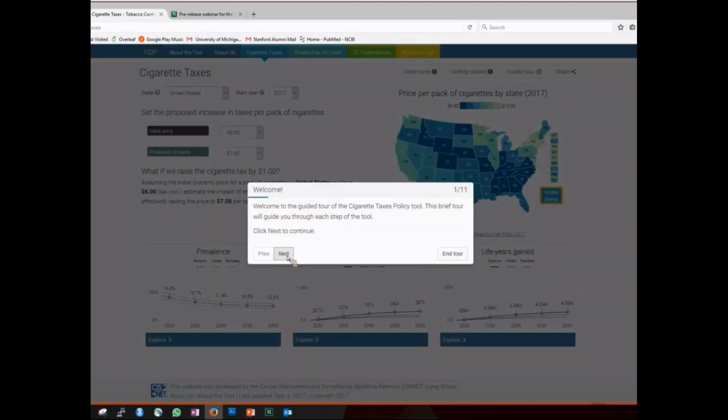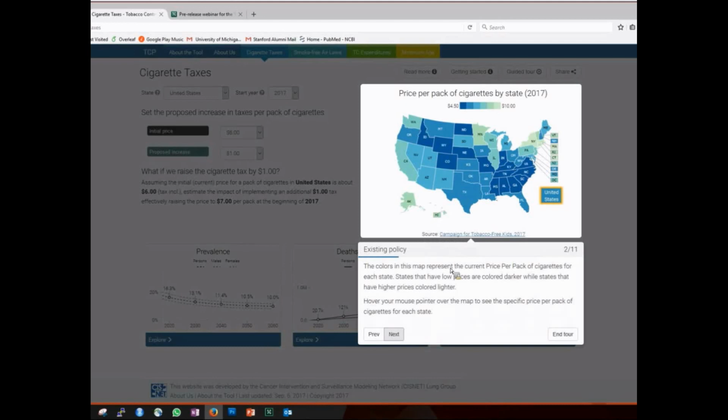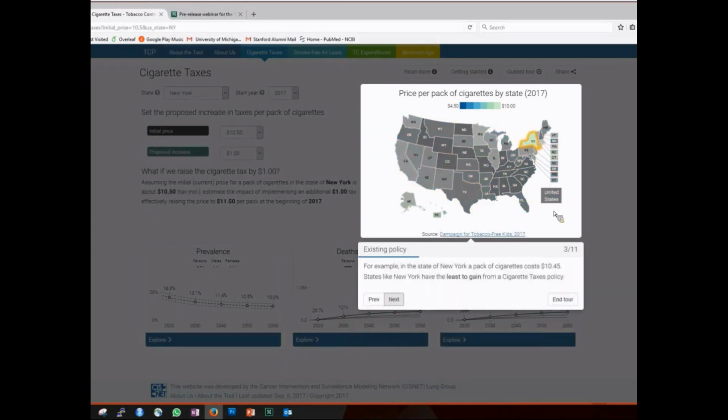So this is a choropleth map, and the colors in the map represent the price per pack. Lighter colors represent states with higher prices per pack of cigarettes, and the darker colors represent states with very low prices per pack of cigarettes. You can hover over the state to get more information about that, and you can click on that if that's the state or region you want to simulate your policy for. For us, we'll just stick to the United States, so that's our region that we'll consider today. Here, of course, New York as an example.